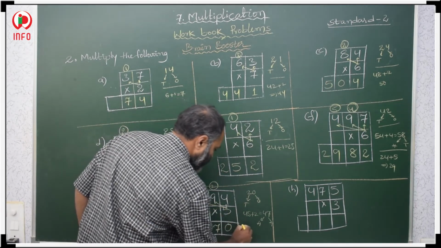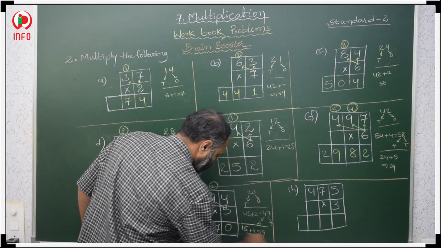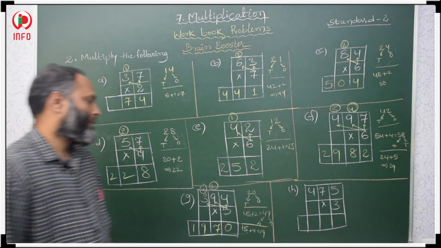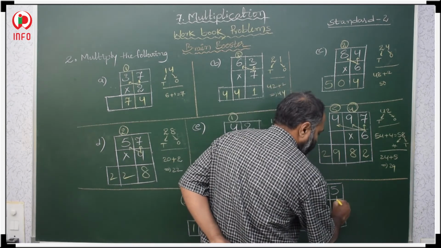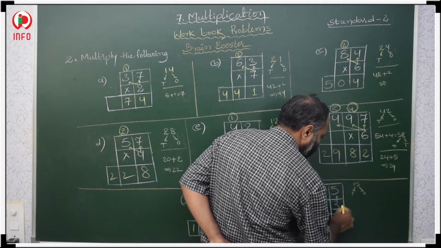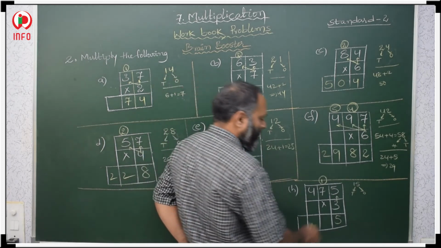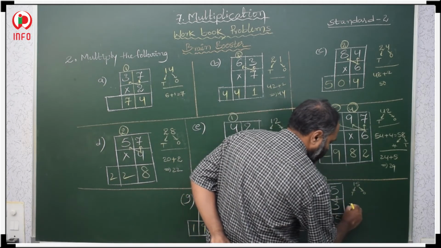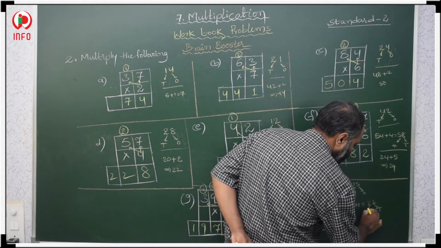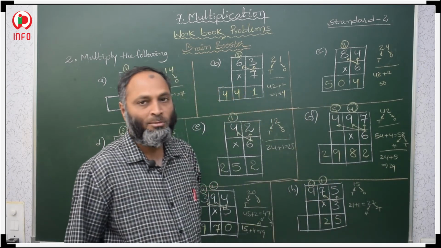Next, 3 5s are 15. This is the first step, this is the second step. 15 plus 4, 19. 19 we have to write. Now, after that, 3 with 5, 3 5s are 15. 15 means 5 ones and 1 tens. 5 in ones place, 1 we have to take carry over on tens place. Then 3 7s are 21. 21 plus 1, 22. 22 means 2 tens, 2 hundreds. 2 in tens place, 2 we have to take carry over on hundreds place.